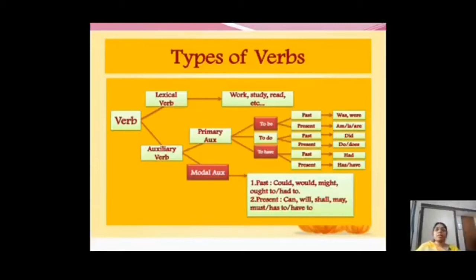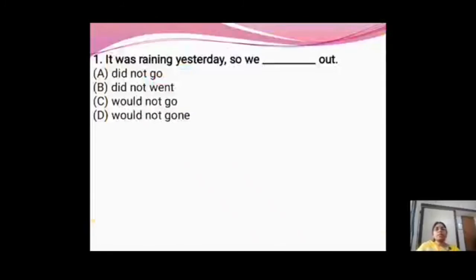And modal auxiliary, now only we saw. Present tenses: can, will, shall, may, must, has to, have to, everything. Past tenses: could, would, might, ought to, had to, right? All these come under present tense, past tense, modal auxiliaries. Clear? Take down all these in your class book, dear. Next is exercise, small examples I'd like to give you.